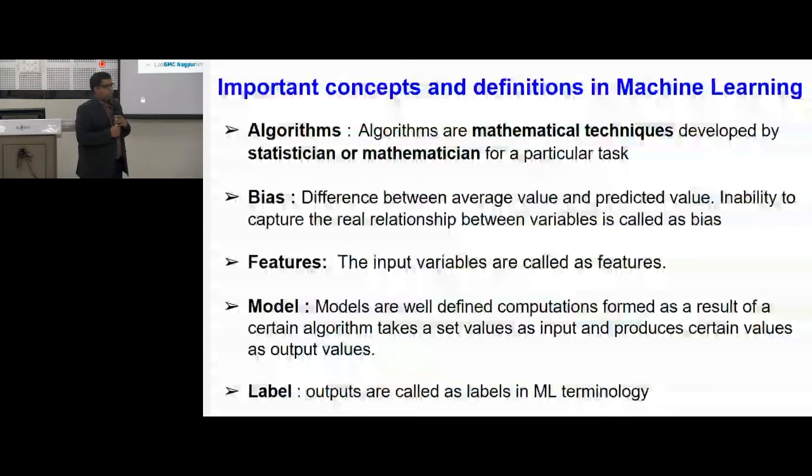So now we will start with some jargon, some terms we need to understand, so that when we go deeper into machine learning, it is easier for us to get into it. So what are algorithms? Algorithms are mathematical techniques developed by a statistician or mathematician to address a certain task. This is the definition of an algorithm.